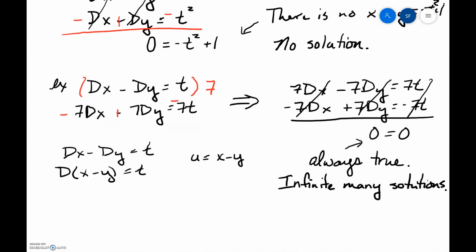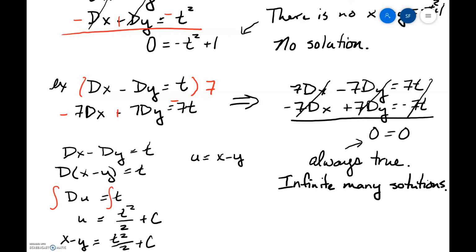When I do that, I get the derivative of u equals t, and I can integrate that on both sides, separation of variables, and I get u is t squared over 2 plus my integration constant, and back substituting, I get x minus y is t squared over 2 plus c. And so what that tells me is my x equation is going to be whatever my y equation is plus t squared over 2 plus my integration constant.